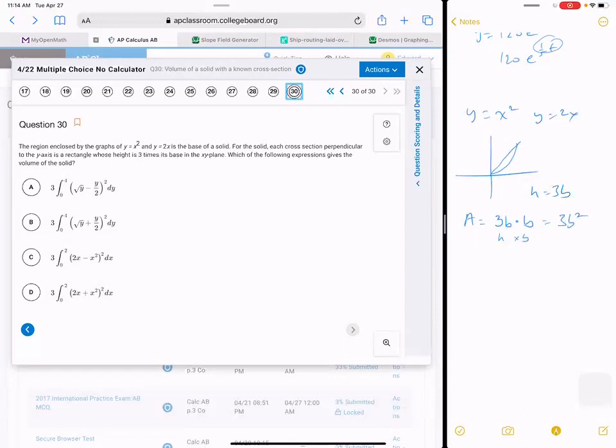That is the equation for our cross sections. Remember, the cross sections are going to be built out looking like this, coming out. If you want, you can draw one. It makes your brain work a little bit easier.